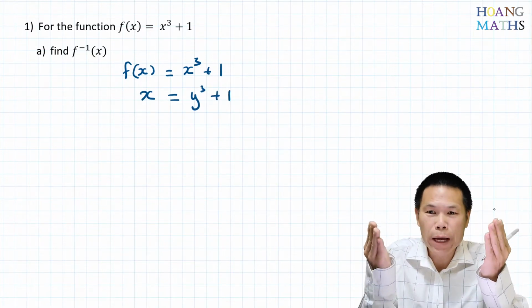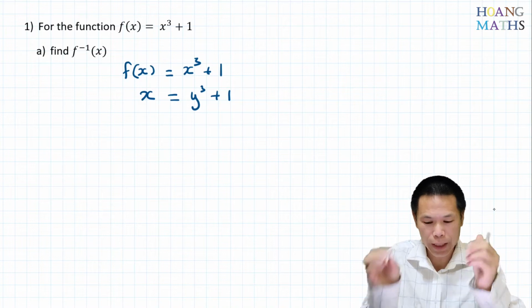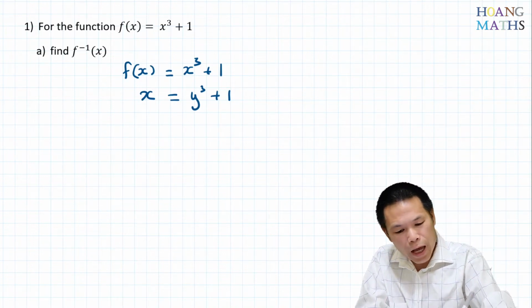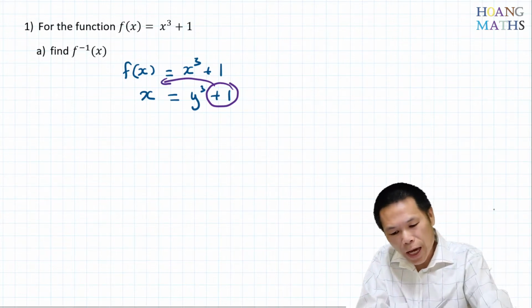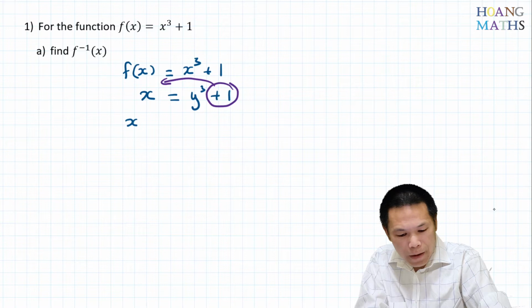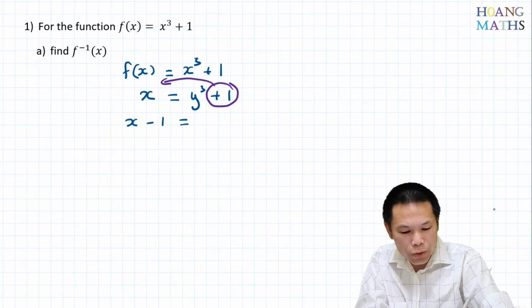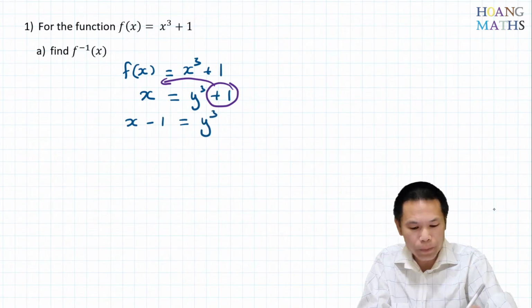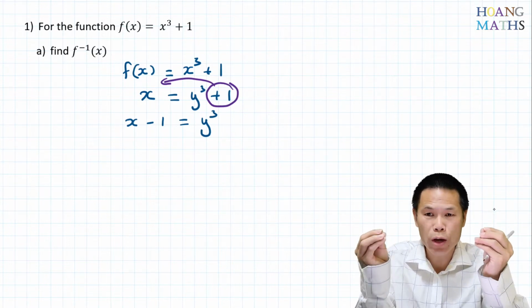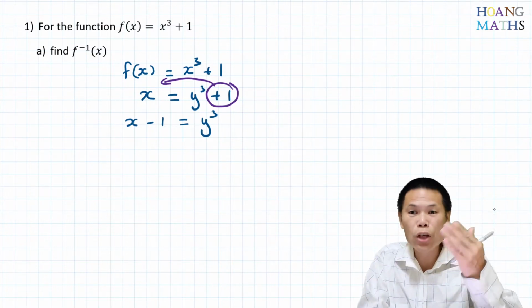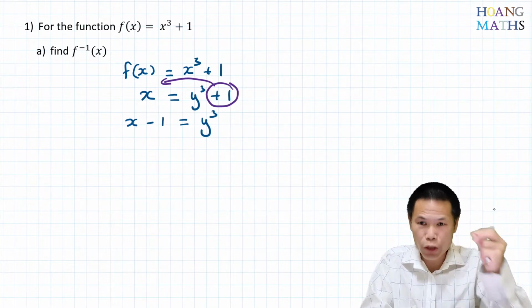Now we need to make y the subject. To do this, I move this positive 1 to this side, so that becomes minus. So x minus 1 is equal to y to the power of 3. Now to make y the subject, we just cube root both sides, because the opposite of power 3 is cube root.